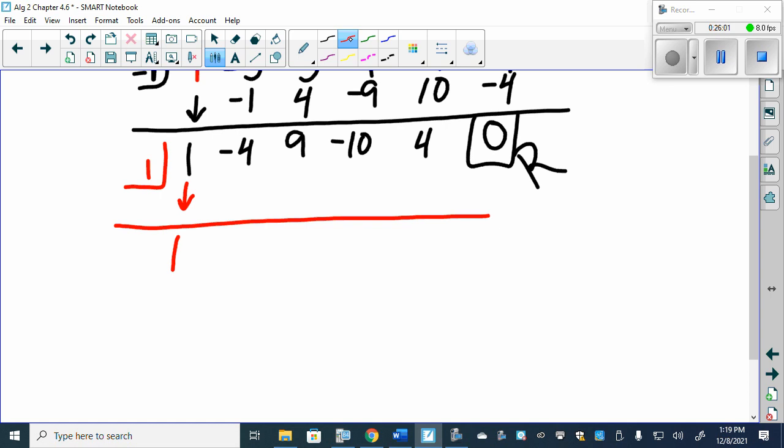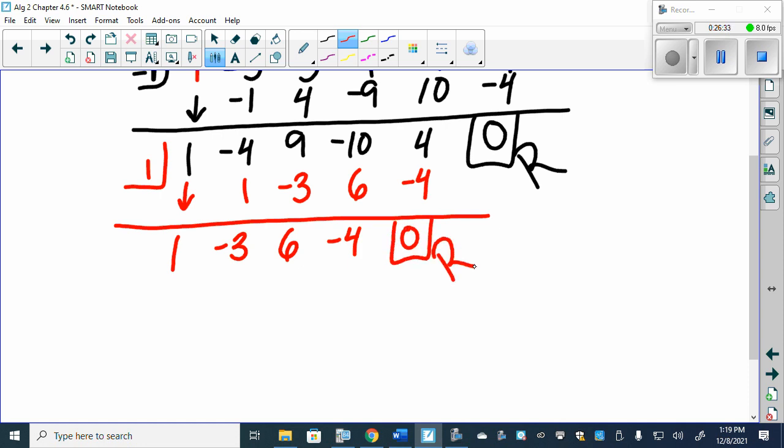All right, guys, so let's try this again with 1 instead of negative 1. So 1 times 1 would give us 1. Negative 4 plus 1 is negative 3. 1 times negative 3 is negative 3. 9 plus negative 3 is 6. 1 times 6 is 6. Negative 10 plus 6 is negative 4. 1 times negative 4 is negative 4, which gives 0. So when we did the negative 1 the second time, it didn't work because negative 1 only showed up once. I accidentally wrote negative 1 again.